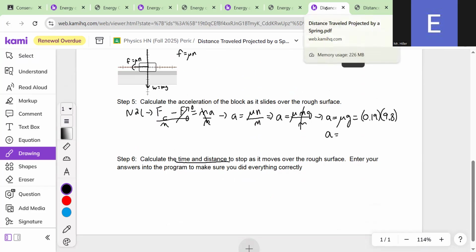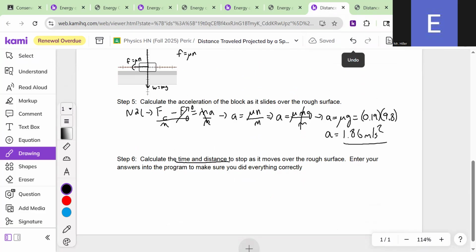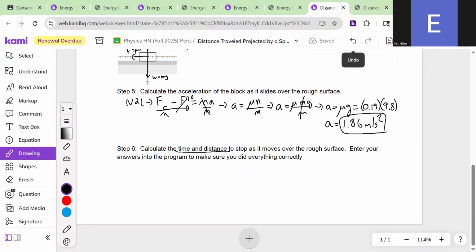Okay, so we're going to go 0.19 times 9.8, about 1.86 meters per second squared. That's my acceleration. Now we're going to find the time and distance. I'm going to split this into two parts. They're constant acceleration all the way.